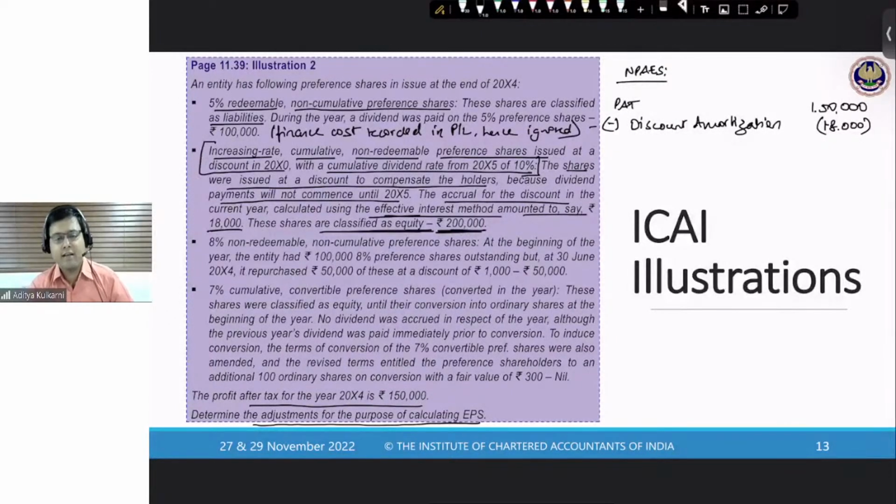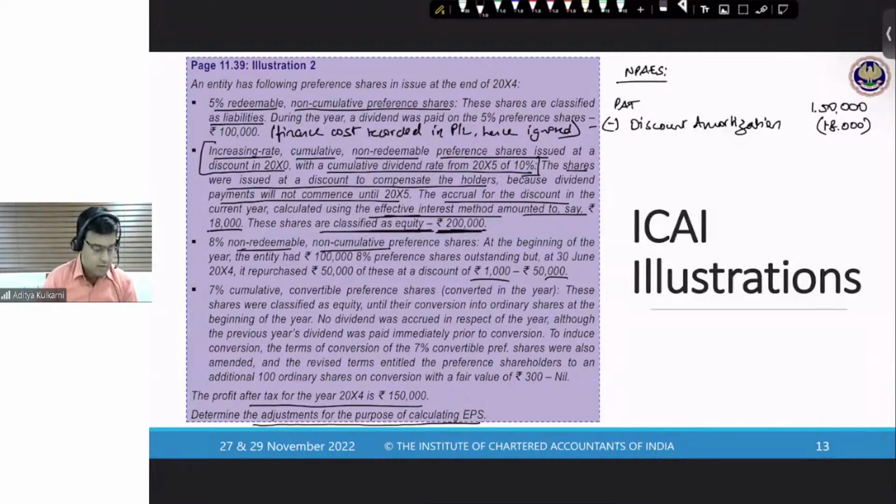So that takes care of the second adjustment. Moving on to the third. 8% non-redeemable, non-cumulative preference shares. At the beginning of the year, the entity had rupees 1 lakh 8% preference shares outstanding, but at 30th June 20x4, it repurchased 50% of these, 50,000, at a discount of rupees 1,000.